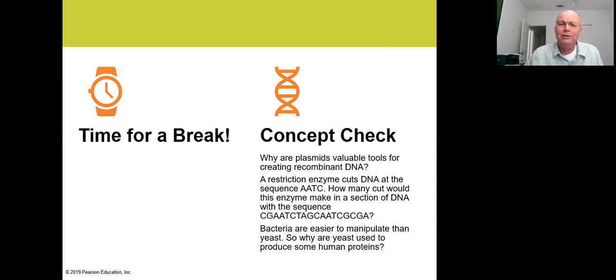So why are plasmids valuable tools for creating recombinant DNA? Because you can cut them with restriction enzymes and you can cut the DNA that you want to introduce with the same restriction enzymes to produce sticky ends that allows you to easily insert the foreign DNA into the plasmid. But then remember, of course, the plasmids are easily taken up by bacteria from the environment. And you can increase the likelihood of that by using that heat shock technique that I talked about that increases the likelihood of taking up the plasmid.